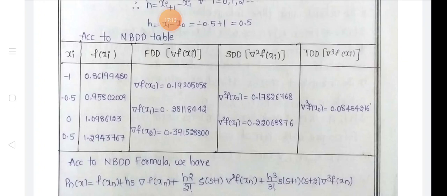1.2943767 minus 1.0986123 divided by 0.5 equals 0.39152800. Next, second divided difference.